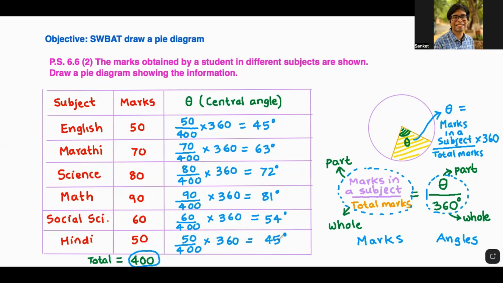All of these angles should add up to 360 degrees, and that would tell me that my calculations are correct. So now I've got central angles for each of these subjects. So I'm all set to now draw the pie diagram. So let's see how we now can draw the pie diagram.